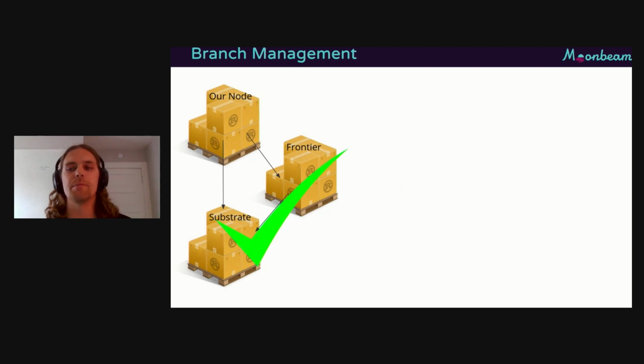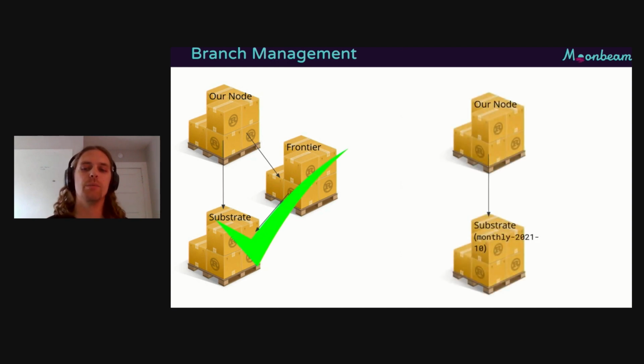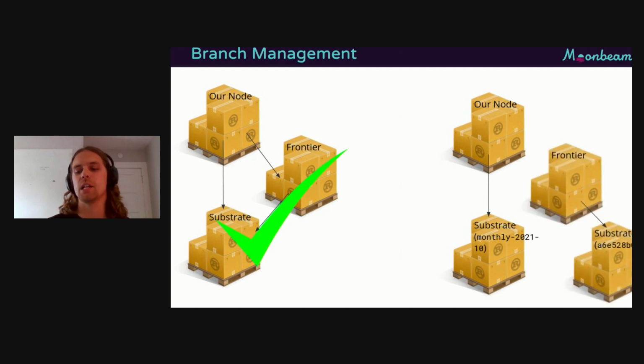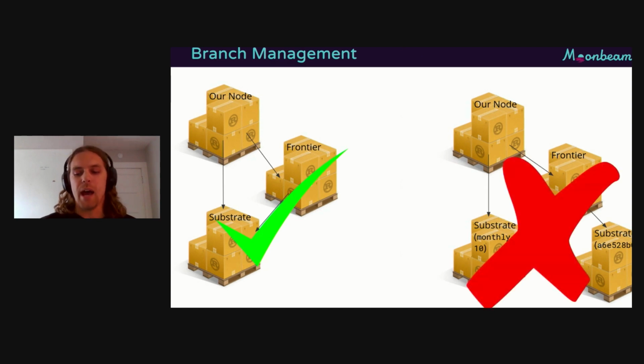And this is good. This is how we want it to be. A common mistake is that you start with your node depending on some version of Substrate, and then you find Frontier depending on some other version of Substrate, and you naively take a dependency on Frontier. And as you can see, you now have two different and conflicting versions of Substrate. And the error messages you'll get will say confusing things like a particular trait is not implemented. And what really happened is that a trait with the same name from a different version of Substrate is implemented. So that's the bad version.